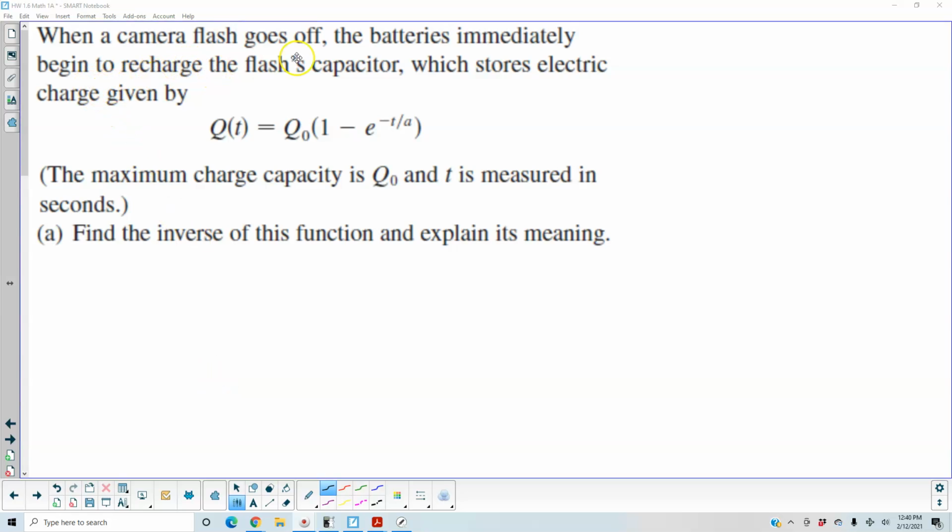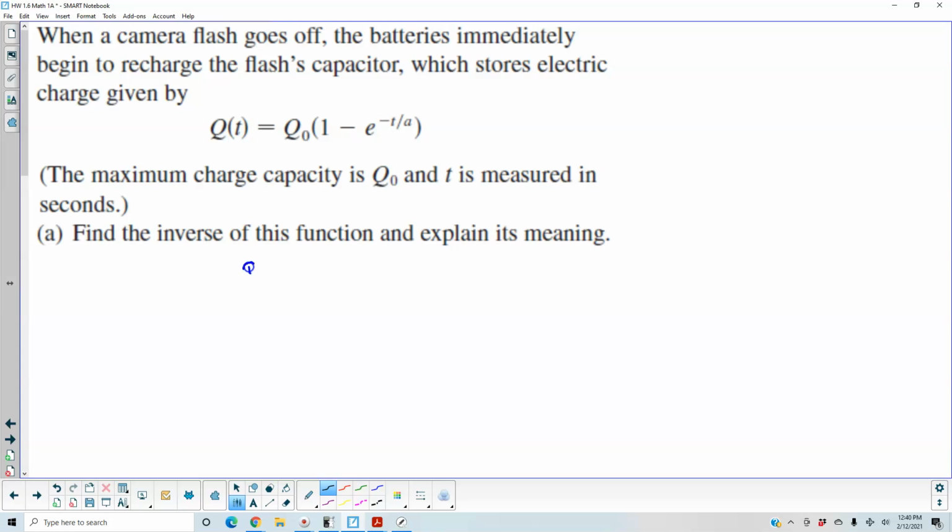When a camera flash goes off, the batteries immediately begin to recharge the flash's capacitor, which stores electric charge by the function q of t, which is equal to q subscript 0 times 1 minus e to the power of negative t divided by a. The maximum charge capacity is q subscript 0, and t is measured in seconds. We want to find the inverse of this function and explain its meaning.